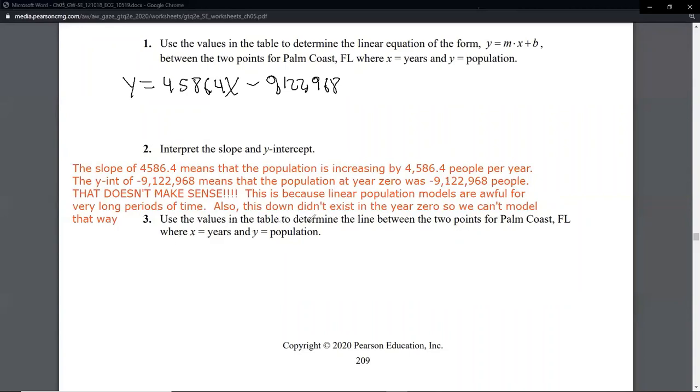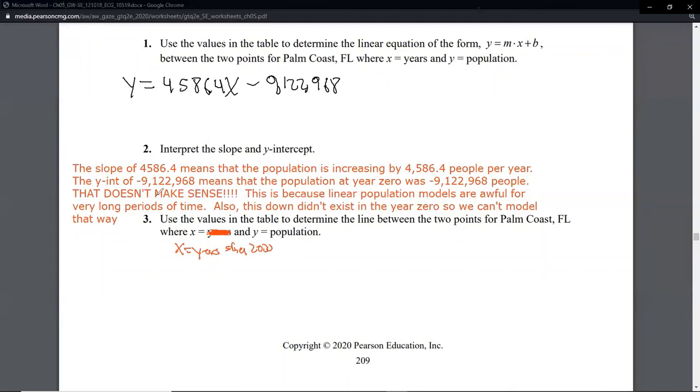So number 3: use the values in the table to determine the line between 2 points of Palm Coast, Florida, where x is the number of years. And this is not correct. This is a typo in the textbook that I wish they would fix, at least in the electronic version. x is supposed to be the years since 2000. That's a major difference. They've really screwed up that problem by missing that detail. It's not just years, it's years since. If they said x equals years, then number 3 would be the exact same problem as number 1. Not the point of this.